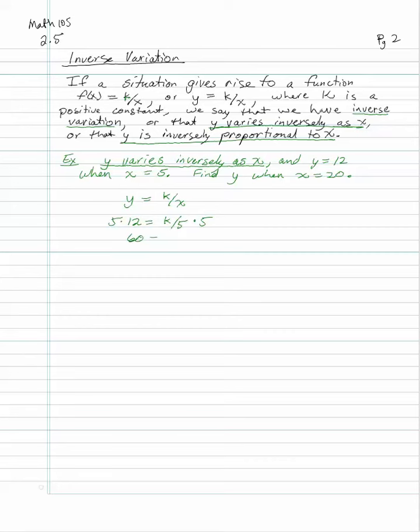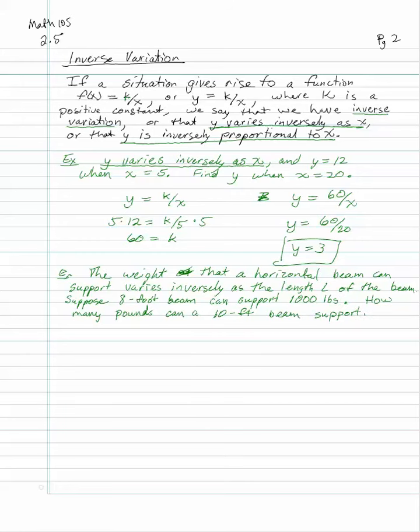So 60 equals k. And now we can write the equation of variation with their specific k value: y equals 60 over x. And then we can answer the question, what's y when x is 20? So you just plug in 20 for x, and you see y equals 3. So pretty straightforward.